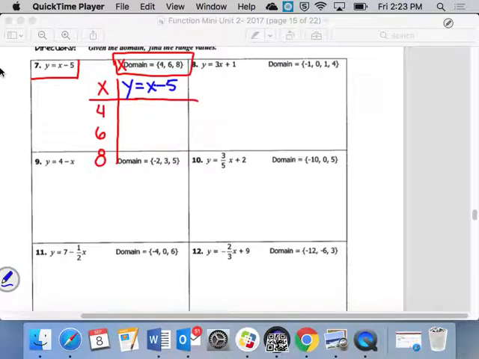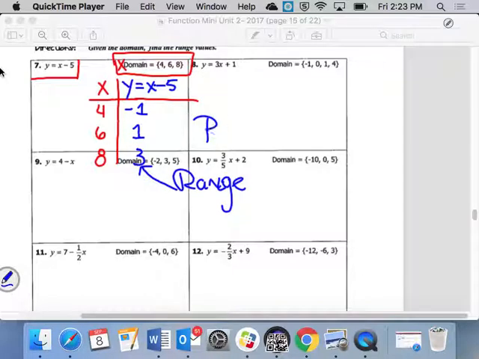If x is 4, then y is negative 1. If x is 6, y is positive 1. If x is 8, y is positive 3. So what comes out, these are my range values. So I was given a set of numbers to represent my domain, and then what comes out would be my range. And the way that you would present your answer, just like they did, my range, equal sign, open up the brace, and then I would list the y values that represent my range.